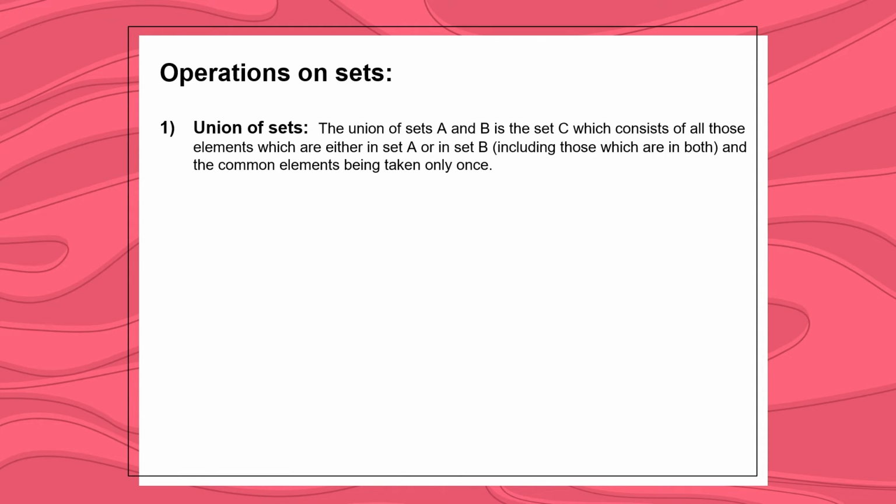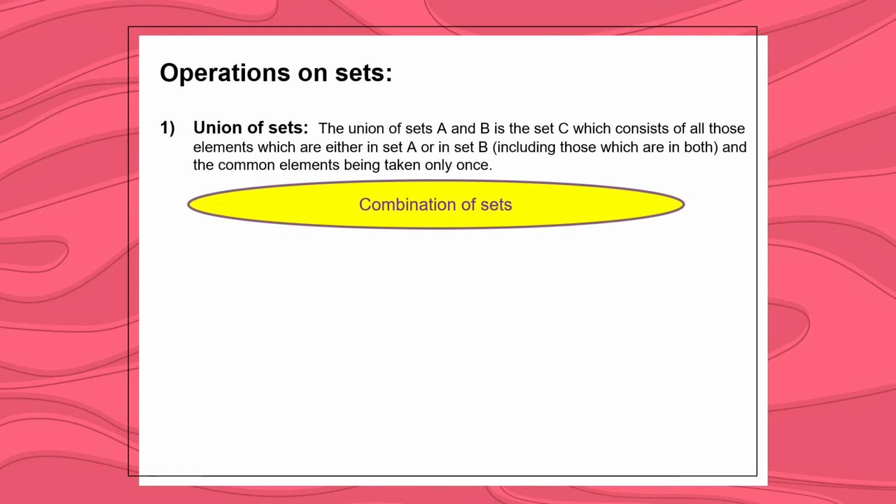The union of sets A and B is the set C, which consists of all those elements which are either in set A or in set B, or we can say including those which are in both, and the common elements being taken only once. It means we should not repeat any element of given sets. It is also known as combination of sets. If two or more sets are given, then we take common elements and non-common elements in a union set. The symbol is similar to U.